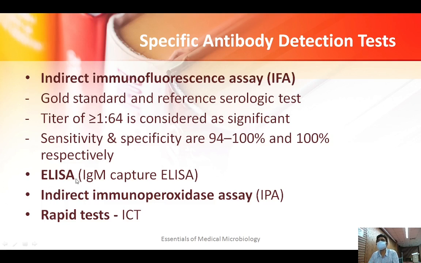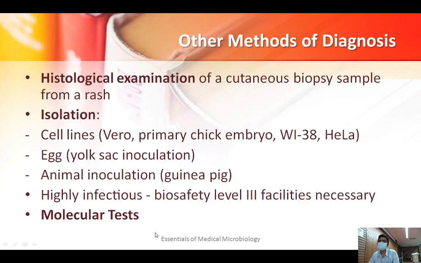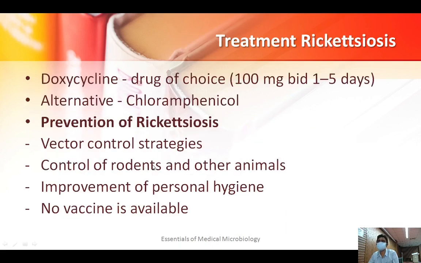These days, a test which is better than Weil-Felix is the ELISA test, which we use quite often. Then the others like indirect immunoperoxidase assay or ICT test are there. Isolation, in this case also, requires cell lines, as I told you earlier. Molecular tests are there. The drug of choice for this is doxycycline. Alternatively, you can give chloramphenicol. Prevention of rickettsiosis: you can first control the vectors, and then only it will be possible to control the infection.